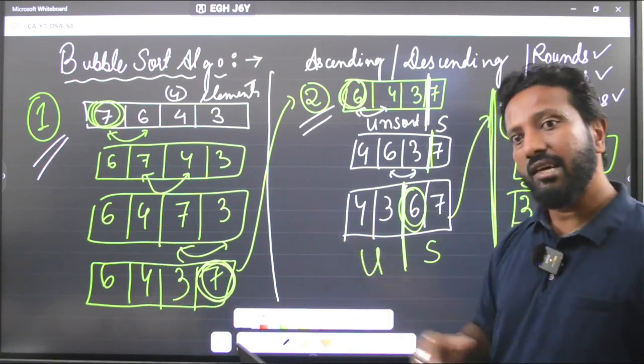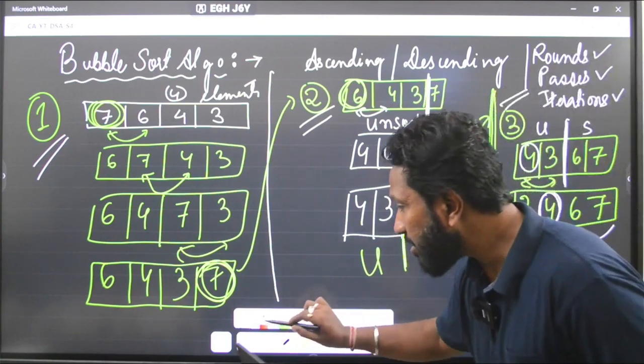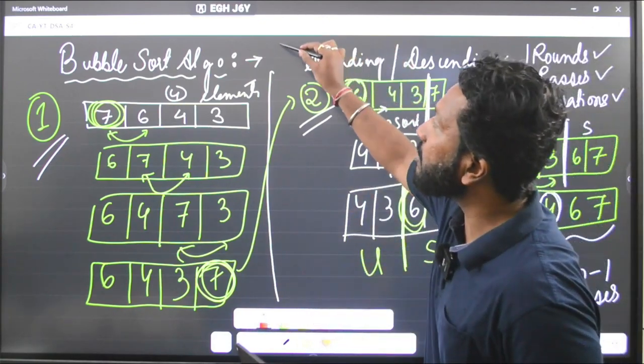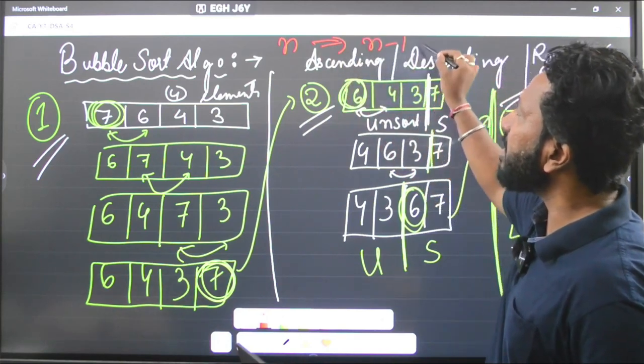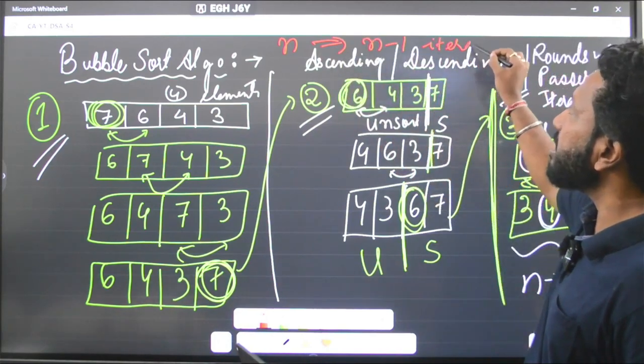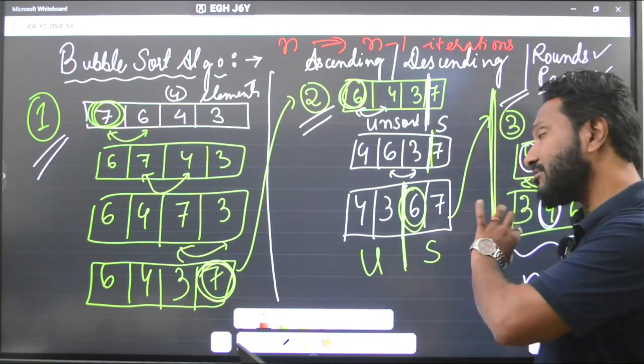Is this clear? Now, guys, I want to tell you one more thing. Let me write it down here in a different color. For n elements, we will need n minus 1 iterations. Is that clear? I hope it is absolutely clear now.